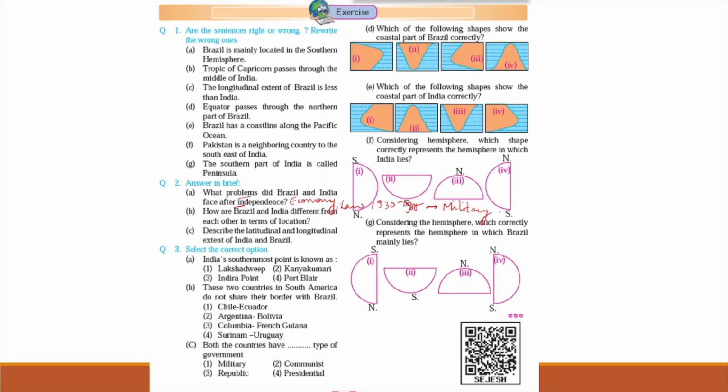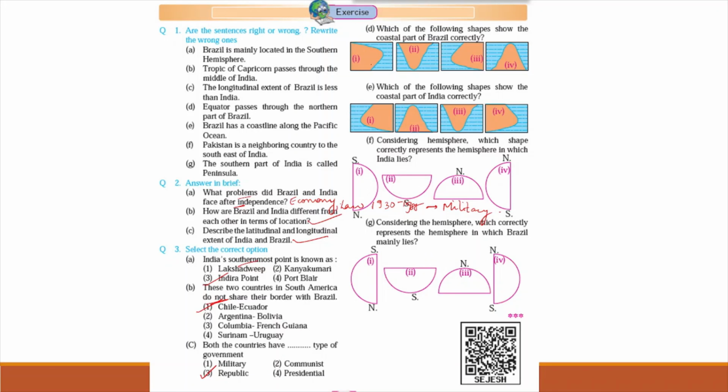How are Brazil and India different from each other in terms of location? This we have discussed about which hemisphere they lie in and in the continent that they lie in, their respective continents. Describe the latitudinal and longitudinal extent of Brazil. This again is discussed at length. Now you have to select the correct option in this. So southernmost point we know is Indira Point. Two countries that do not share border is Chile and Ecuador, and both the countries have the republic kind of government.